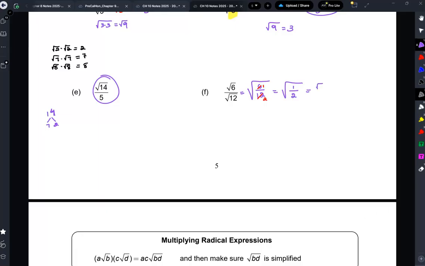Let me separate this. Root 1 over root 2. What's root 1? 1. 1 over root 2. Am I done? No. Multiply by root 2 and root 2. So now, in the numerator, I get 1 times root 2, which is root 2, over what? 2. Okay? So, when they're separate, you can combine. When they're combined, you can separate.